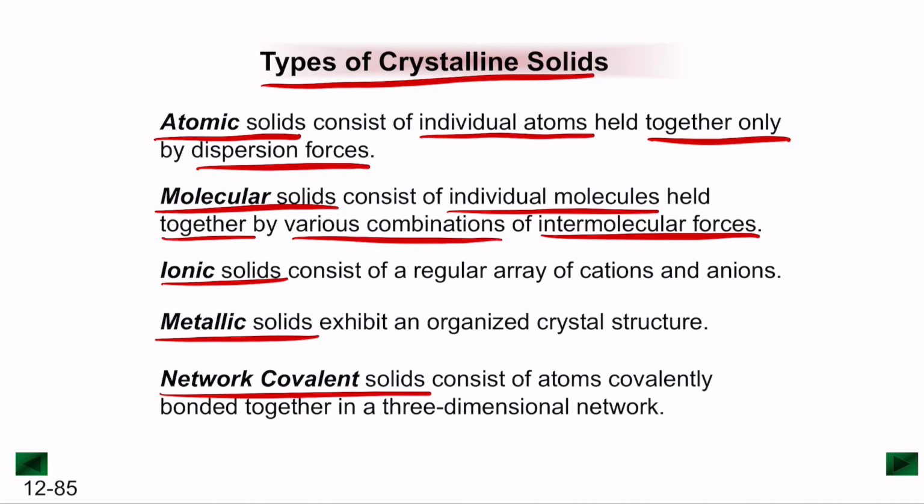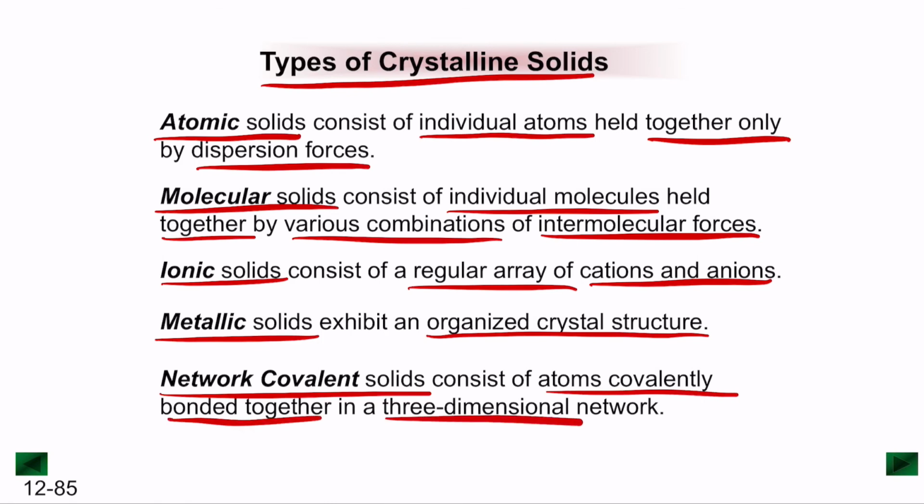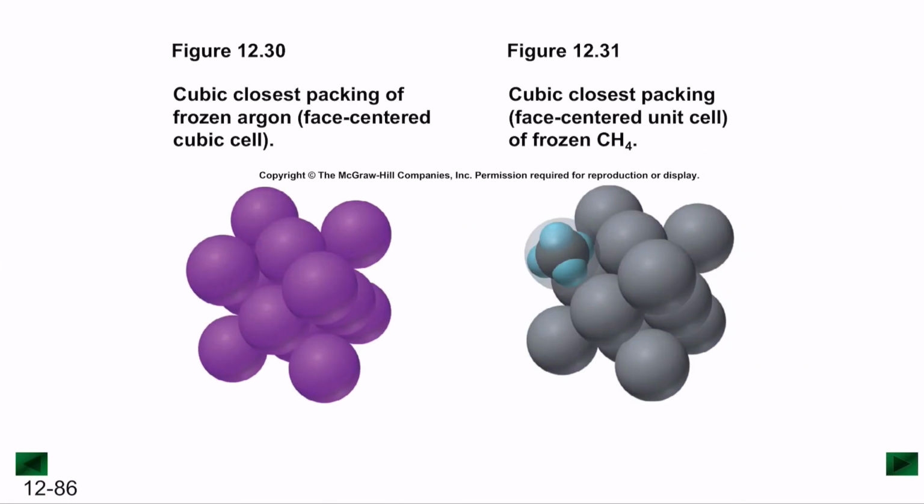You have ionic solids that consist of a regular array of cations and anions, of which salt is an example. A metallic solid exhibits an organized crystal structure, which is generally an example of any metal. You have network covalent solids, which consist of atoms that are covalently bonded, but they have a three-dimensional network structure. So when you take the cubic closed packing structure of frozen argon, that's an example of an atomic solid.